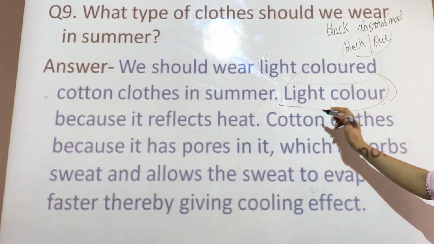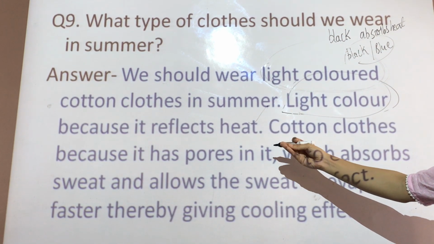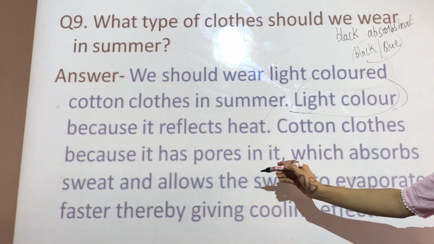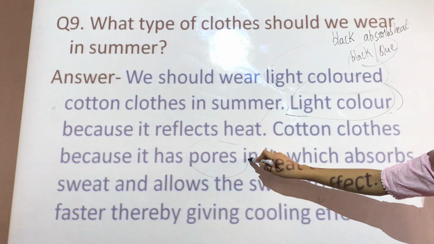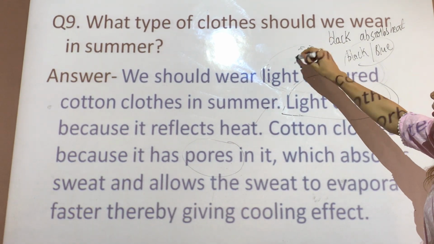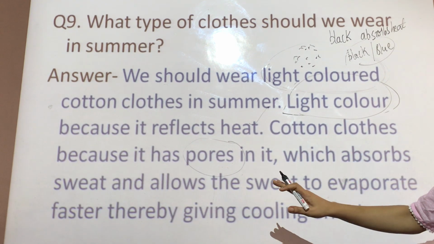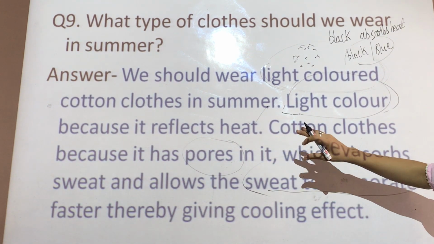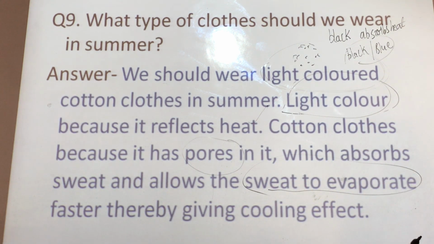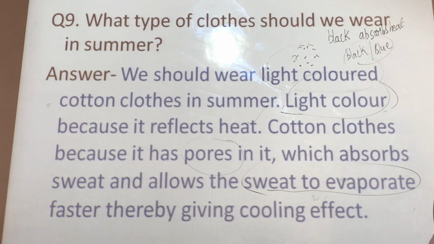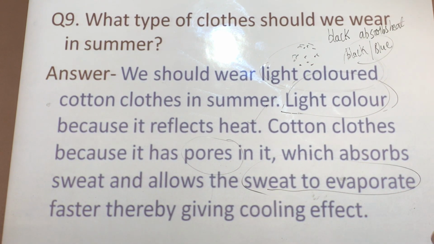pores in them. Cotton clothes are very light in color, very thin, and soft to touch, and they also have some small pores. These pores absorb the sweat and allow the sweat to evaporate. When evaporation occurs, we know that it gives a cooling effect, because evaporation is always accompanied by cooling.